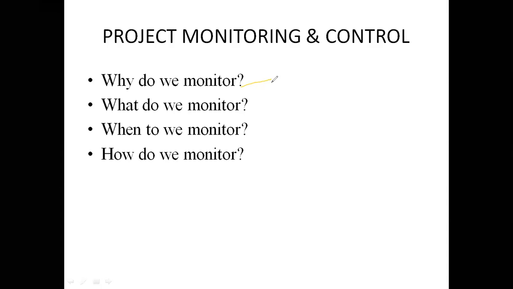So to detect and react appropriately to deviations and changes to plan, that's why we have to monitor. Then what do we monitor? First, man, that is human resources. Then you have to monitor machines, materials, money, space, time, task or quality or technical performance. These are what we have to monitor.